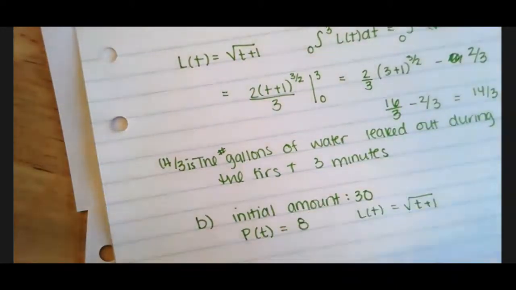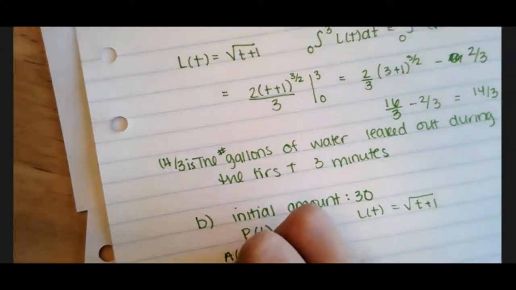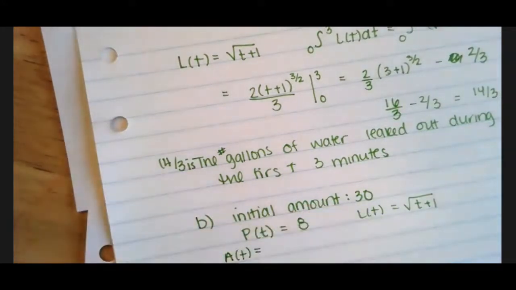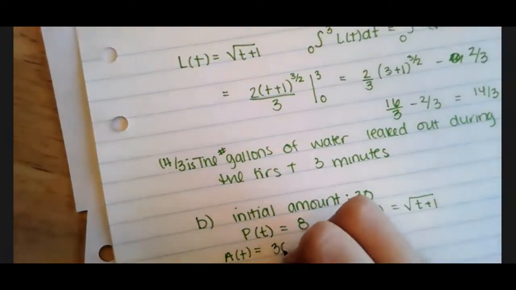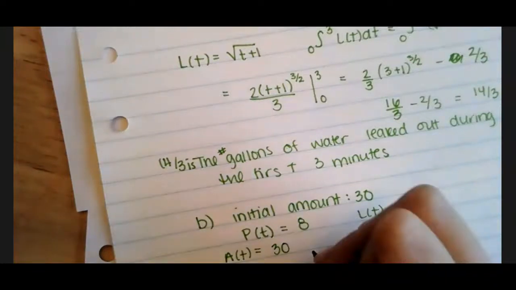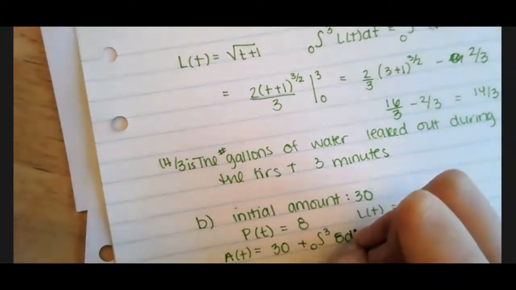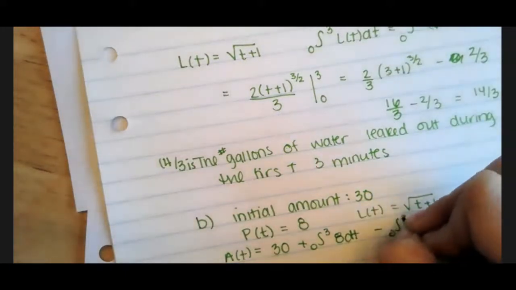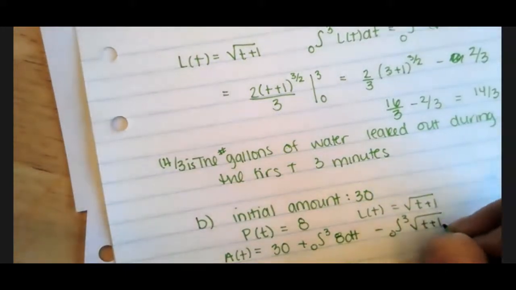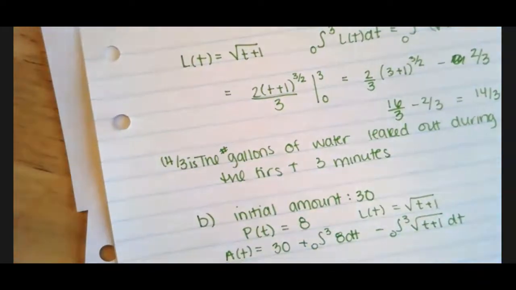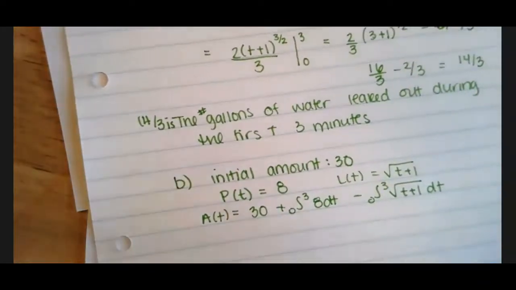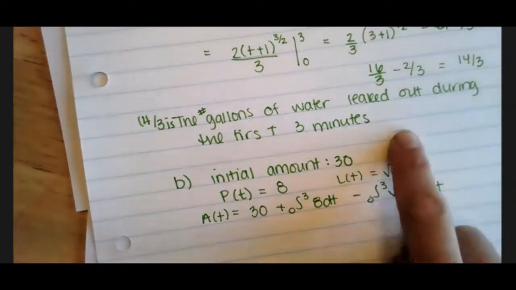So the number of gallons in the tank at 3 minutes, so we'll say the amount of gallons in the tank is A of T. And we'll say that that's kind of like the initial plus the amount pumped in minus the amount pumped out. And we already know this amount. We just calculated it.